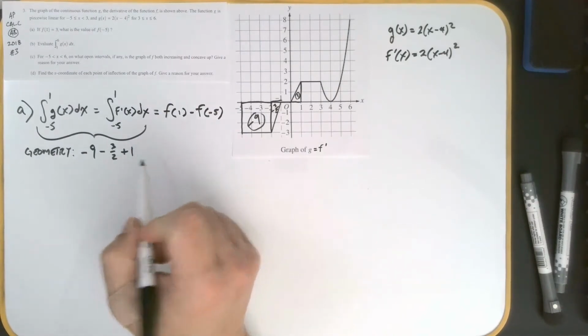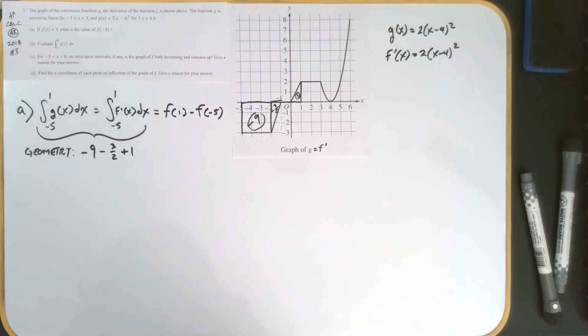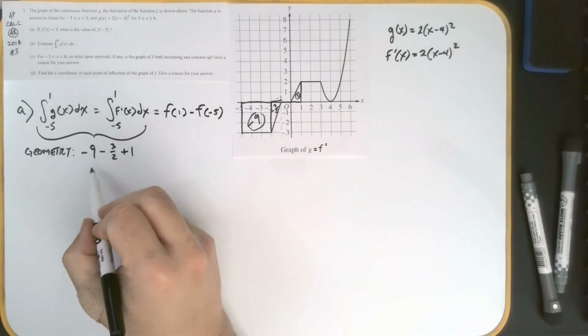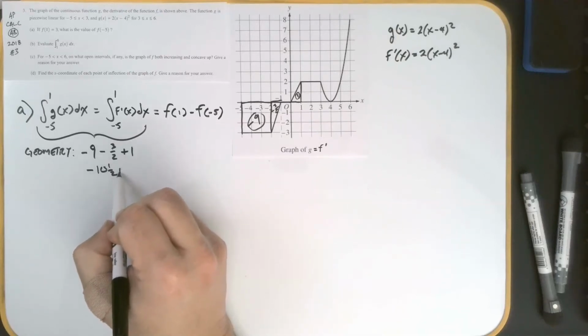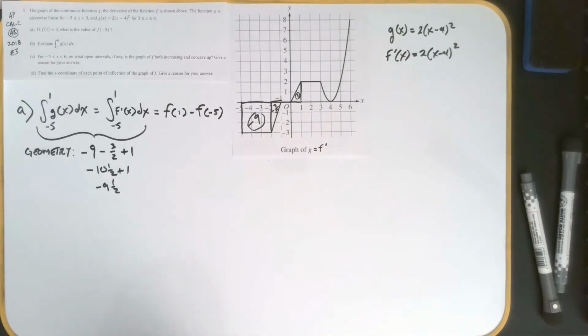And so then we just do a little work here. So what do we wind up with here? So this is going to be negative 1.5. So we get negative 10.5 here. Plus 1. So it looks like we get negative 9.5. All right, so by geometry it's negative 9.5.